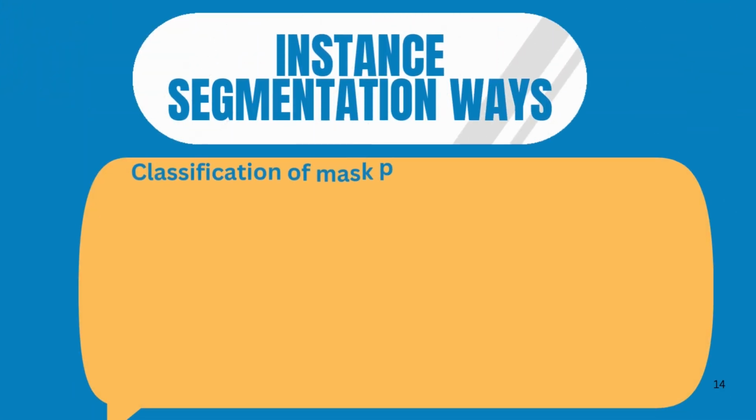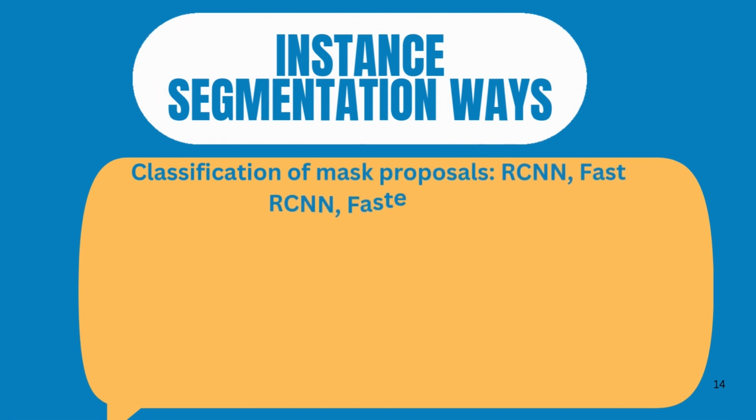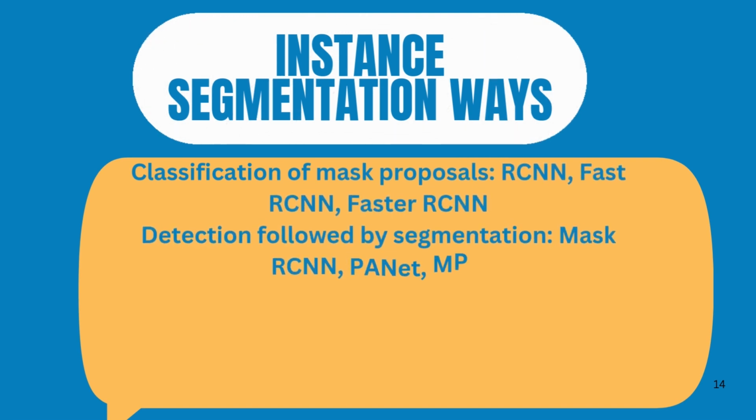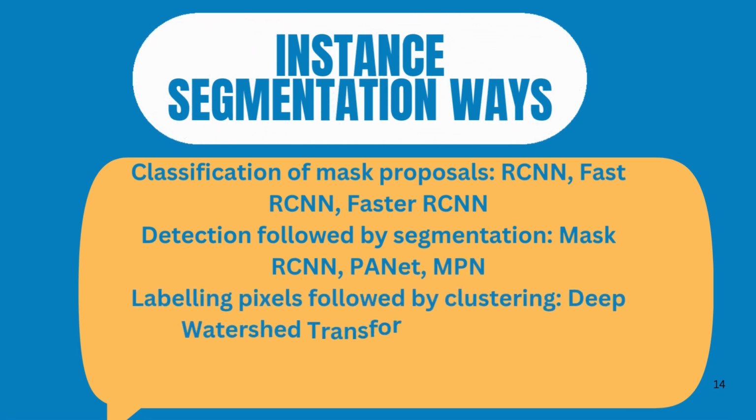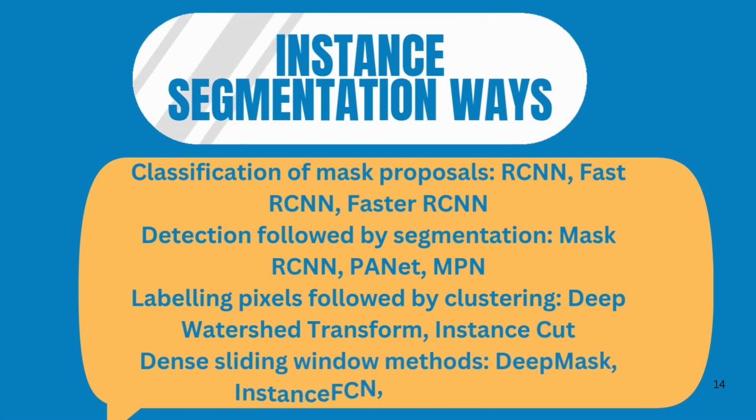What are the ways for instance segmentation? They are categorized into 4 categories. The first category is classification of mask proposals, like R-CNN, Fast R-CNN, and Faster R-CNN. The next category is detection followed by segmentation, like Mask R-CNN, PANet, and MNC.